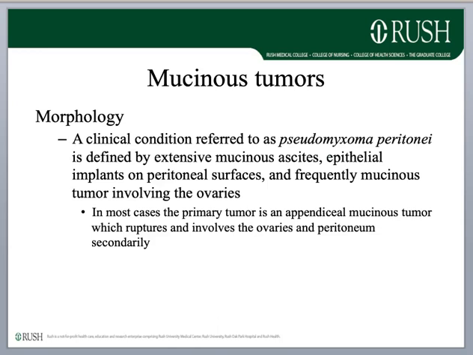A clinical condition referred to as pseudomyxoma peritonei is marked by extensive mucinous ascites, cystic epithelial implants on the peritoneal surfaces, adhesions, and frequent involvement of the ovaries. If extensive, this can result in intestinal obstruction and death.